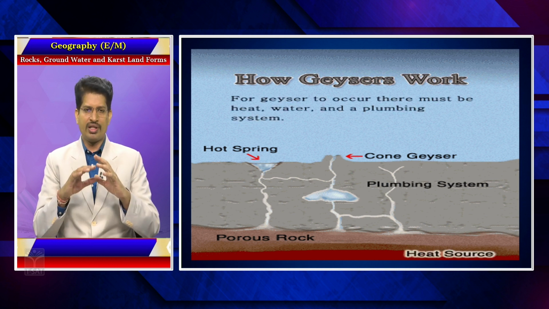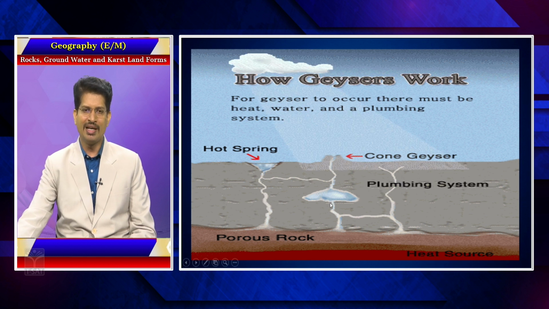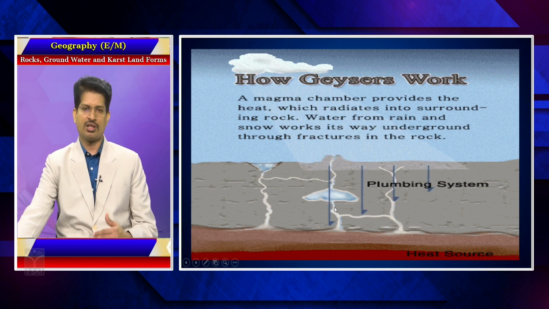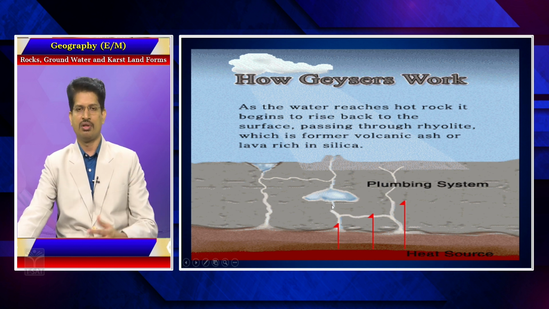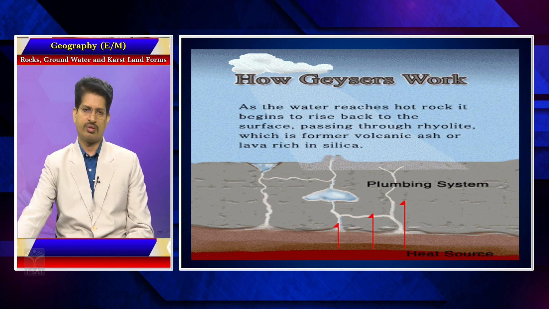When the chamber is being filled, there will be a pressure building up beneath to push this water upwards. The pressure being built up will be equivalent to the weight of this water, and when it reaches a point where the pressure is equivalent to or more than the weight of this water, it leads to expulsion of the water. So, that is the reason why otherwise a geyser is also a hot spring.